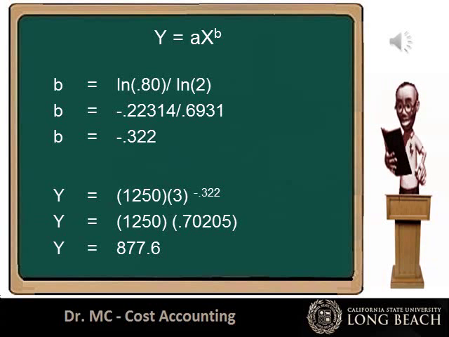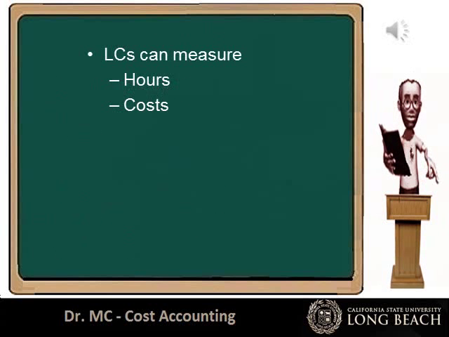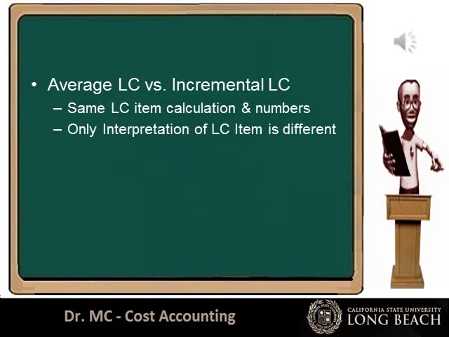What is the learning curve item that we have been describing in the prior slides? Generally speaking, it is either the cost to make a unit, or it could be the hours that it takes to make a unit. Assume for the moment that our learning curve measures the incremental cost to make a unit. This is referred to as an incremental cost curve.